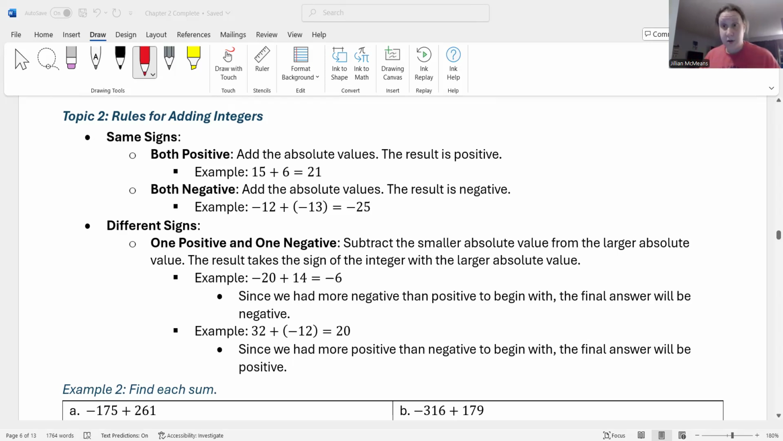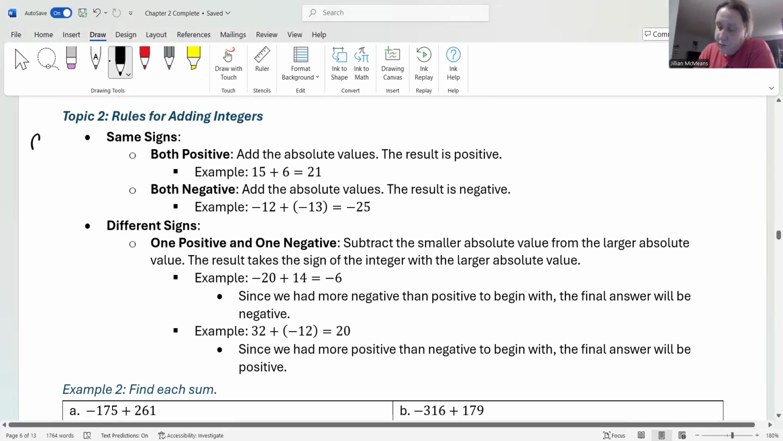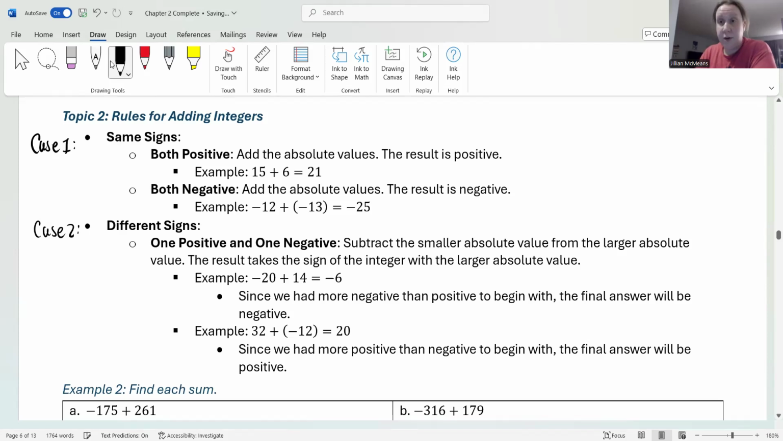When you add integers, there are basically two situations that can come up. Sometimes I'll call them cases. So we could say case one and then case two. Whatever works for your brain, go with it.